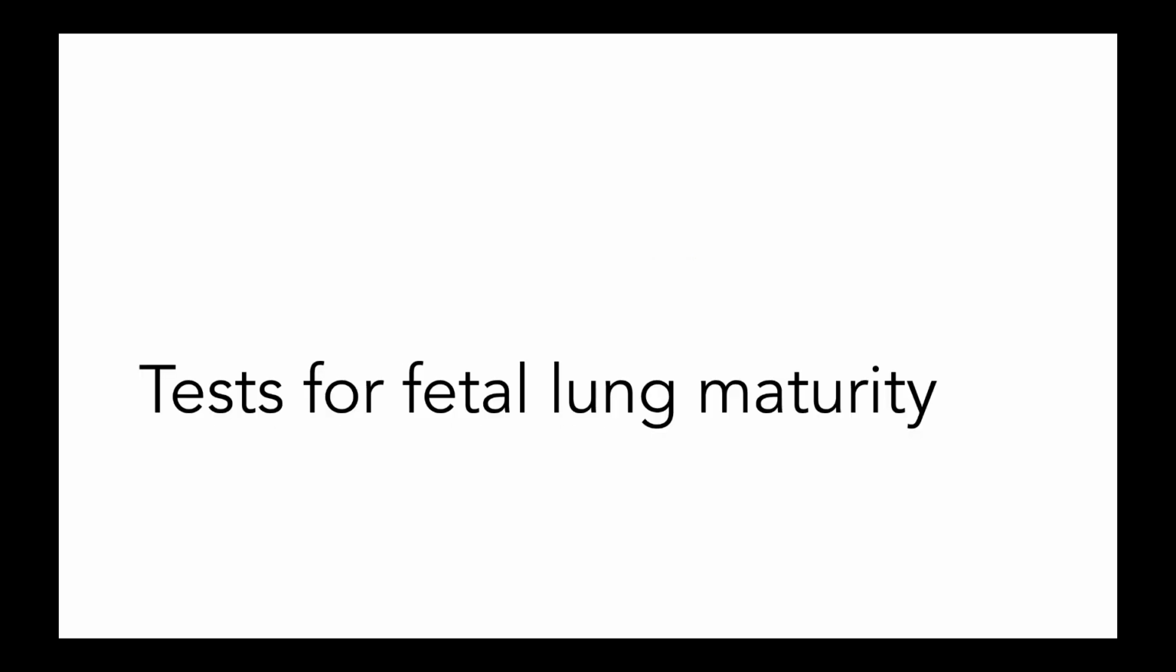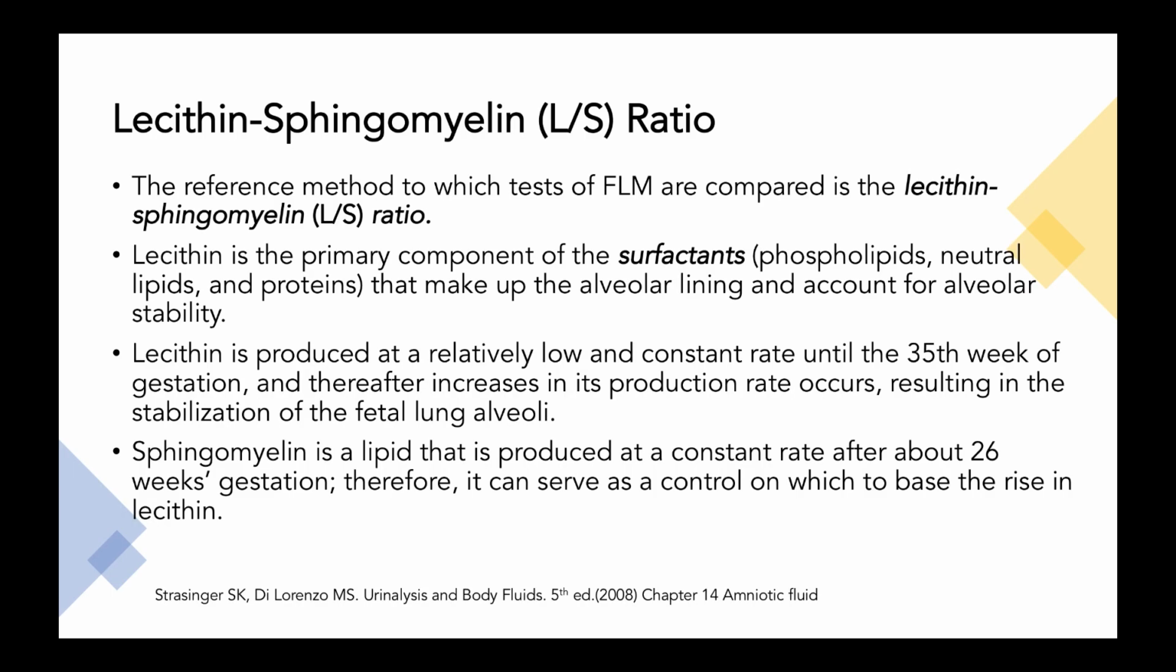Now, for the last part of this lecture, let's talk about tests for fetal lung maturity that use amniotic fluid. First is the classic lecithin-sphingomyelin or L/S ratio. This is the reference method to which other tests for fetal lung maturity are compared. And lecithin is the primary component of the surfactants, the phospholipids, neutral lipids, and proteins, and they make up the alveolar lining and account for alveolar stability.